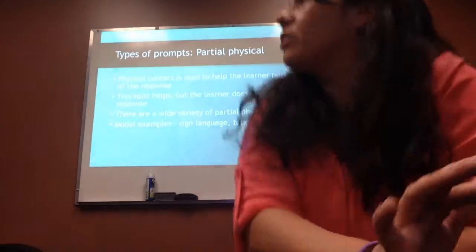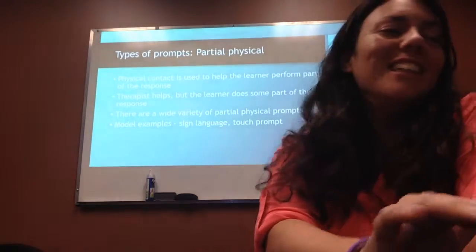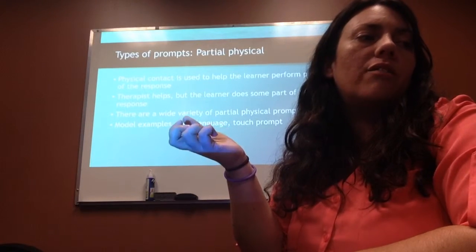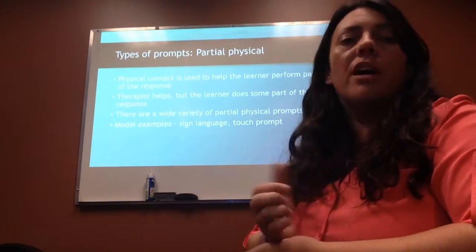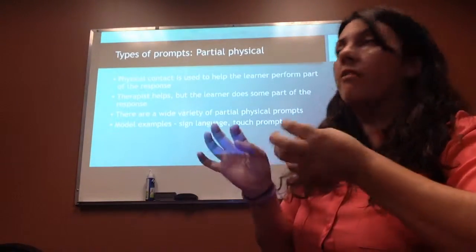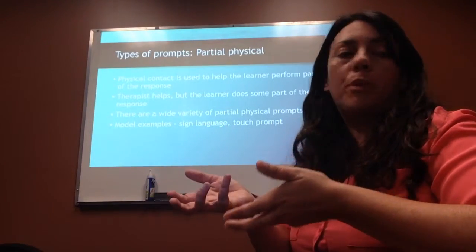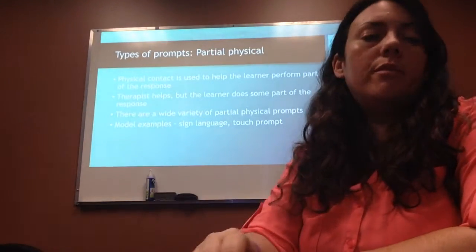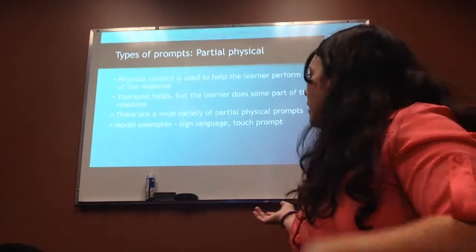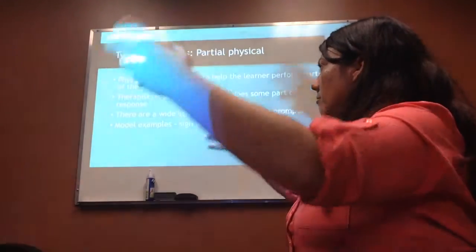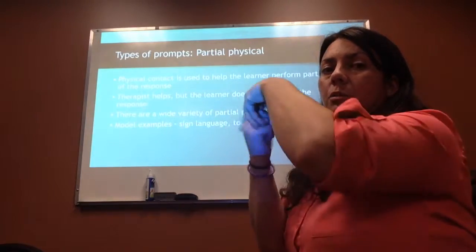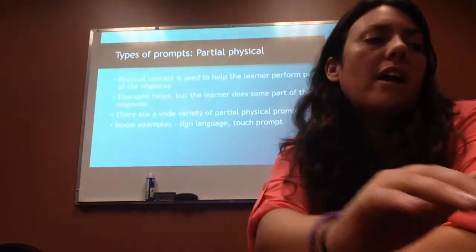Okay, partial physical is where it's similar to full physical in that there's physical contact involved, but the learner only performs part of the response, so the therapist helps, but the learner is putting in some effort. If the therapist only did their partial prompt, then the response wouldn't happen. They can come in a wide range because with that potty sign, I put her thumb, I put her fingers in, and I twisted it. So any little part of that could count.